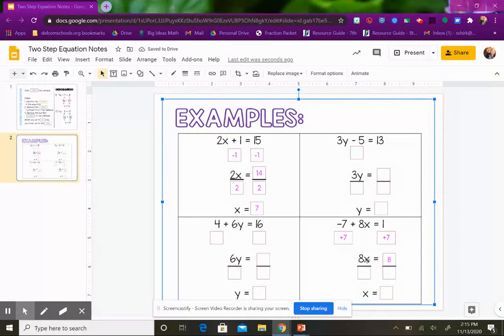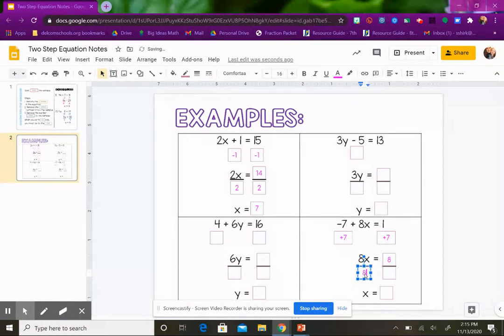And then my goal is to get x by itself, so I need to get rid of multiplication. So I'm going to divide, and I'm going to divide. Now here's the tricky part. 8 divided by 8 is 1, so I put an x down. 8 divided by 8 is also 1, so my answer is x equals 1.